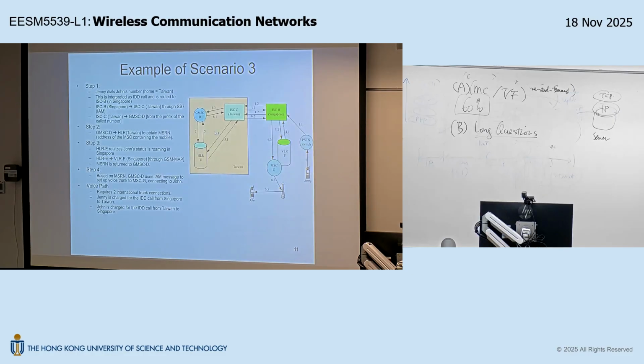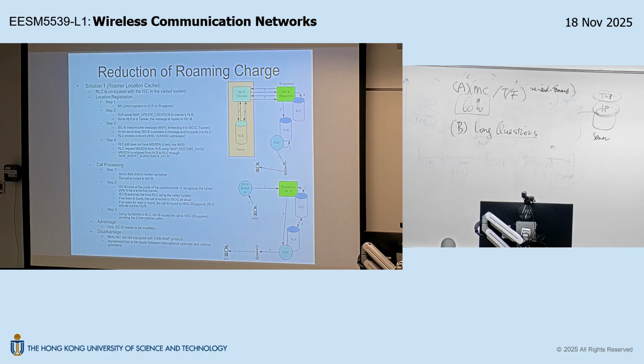Now, there are several solutions. The first solution is called roamer location cache. With roamer location cache, it's like this. When John travels to Singapore and first powers up the mobile, it has to go through registration, the standard location request. John makes a location update, and the Mobile Switching Center in Singapore's network will create an entry in the visiting location register, as we talked about in mobility management. Then the visiting location register will update the record to the home location register in Taiwan. Now, in this solution 1, the roamer location cache is installed at the International Switching Center in Singapore.